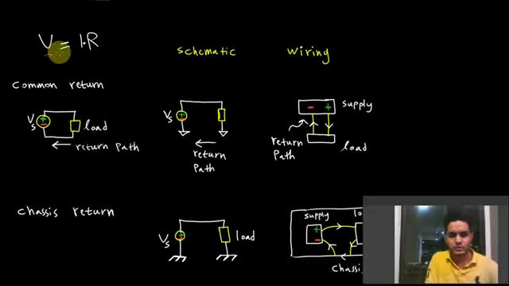So you apply a voltage, there's a resistance there, and you get some current out of that. Now in the schematic, you would have a voltage source, the load, and you would have a return path shown in this manner, and this is a floating return path.